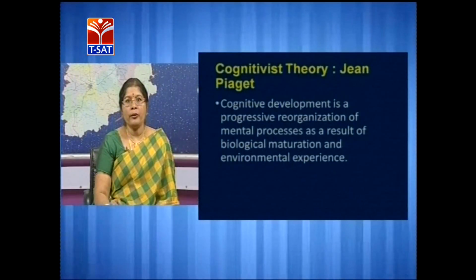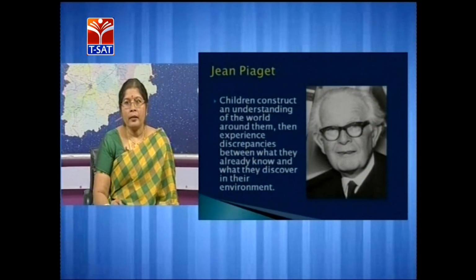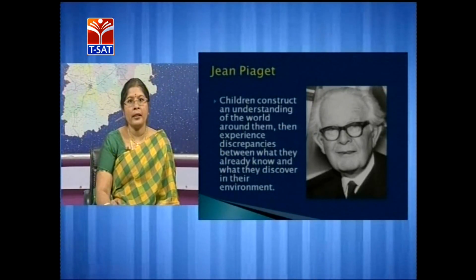Now, Piaget. Piaget is the person who has come out with a cognitivist theory. Cognitive development is a progressive reorganization of mental process as a result of biological maturation and environmental experiences. So, according to him, according to the age the child develops language. As he matures, he is able to learn the language. Now, according to him, children construct an understanding of the world around them, then experience discrepancies between what they already know and what they discover in their environment.